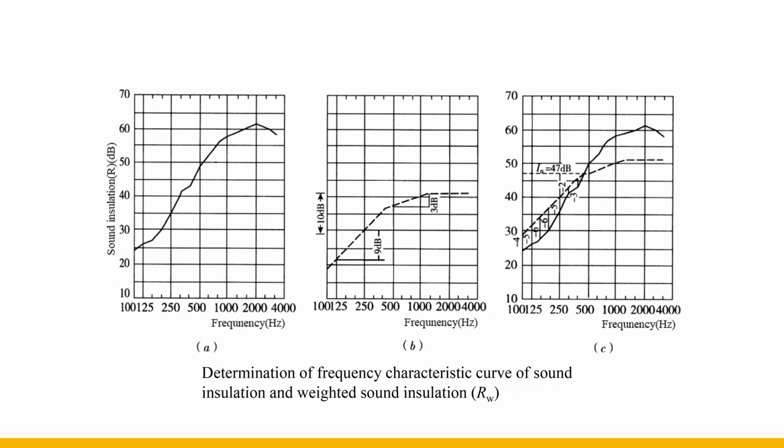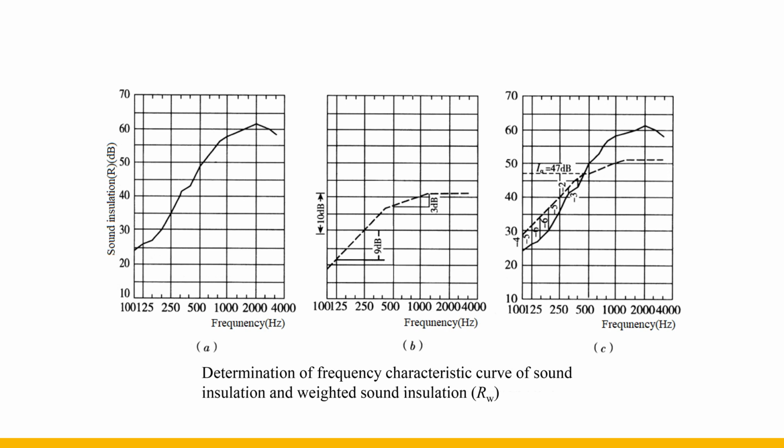Move the reference curve 1 decibel per step until the sum of the unfavorable deviations of the sound insulation frequency characteristic curve in the same frequency band is as large as possible, but not more than 32 decibel. At this time, the integer decibel of the ordinate on the frequency characteristic curve of the sound insulation amount corresponding to the 0 decibel line on the reference curve is a single value evaluation value corresponding to this group of measurement quantities, and its abscissa is 500 Hz.